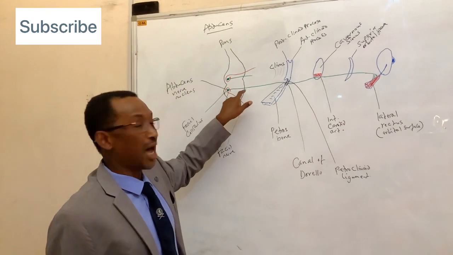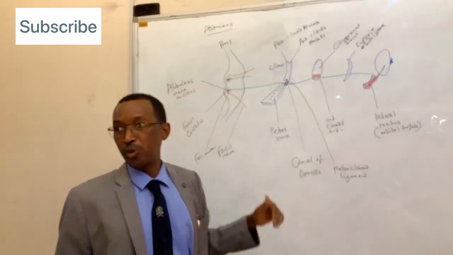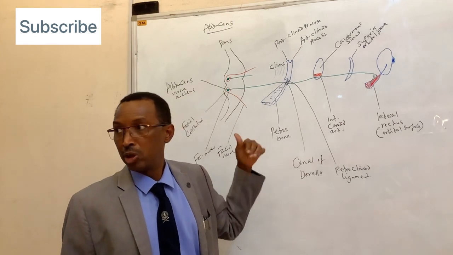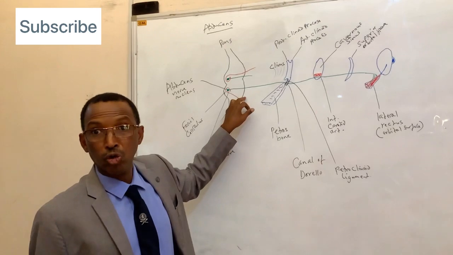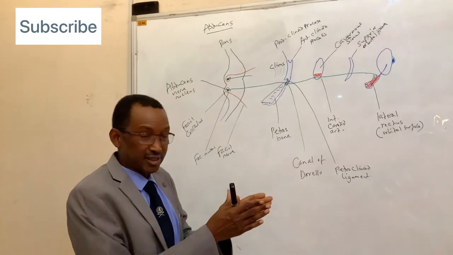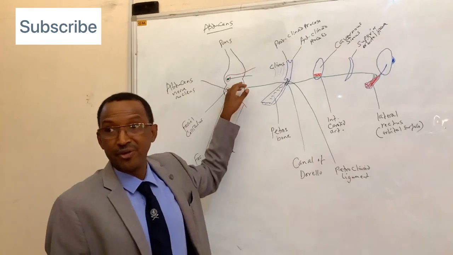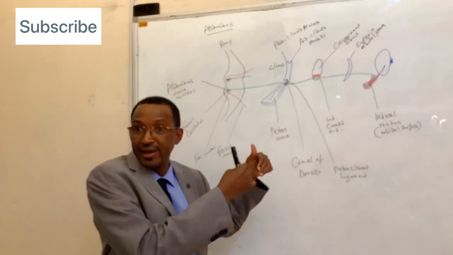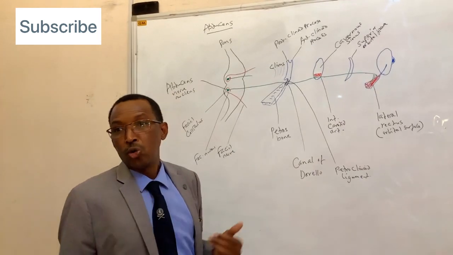Axons from the nucleus of the abducens nerve pass out of the pons at the level of the ponto-medullary junction. You can remember that. At that level of the ponto-medullary junction, there are three nerves. The abducens nerve is the first from the midline, then followed by the facial nerve, then followed by the vestibulocochlear nerve.